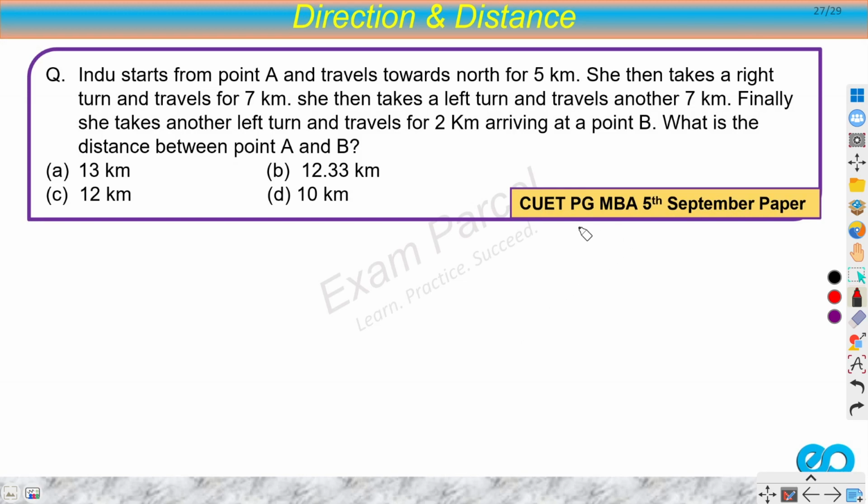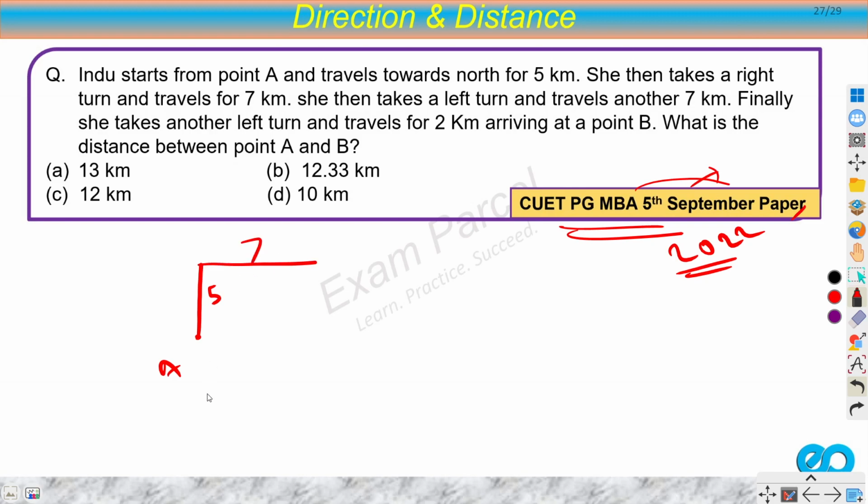Okay. So this was asked in last year's paper, 2022, in the first slot. So let's say this is point A. She travels towards north for 5 kilometers. So she goes upwards 5. She then takes a right turn. So if her face is towards this, then her right would be this direction, right? Towards east. So she travels 7. She then takes a left turn. So her left would be upwards, right? Towards north. She travels 7 kilometers again.